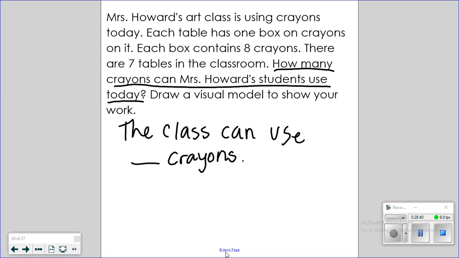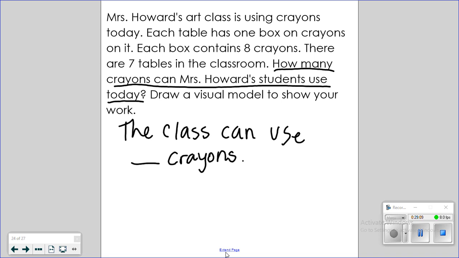Words, always. Finley, give it a go. Miss Howard has blank crayons. Love it. Well done. Elena, give it a go. Write it down. Love it. Miss Howard's students use blank crayons today. Awesome. Any version of that, or you can write down the one that Gwen gave us to start.